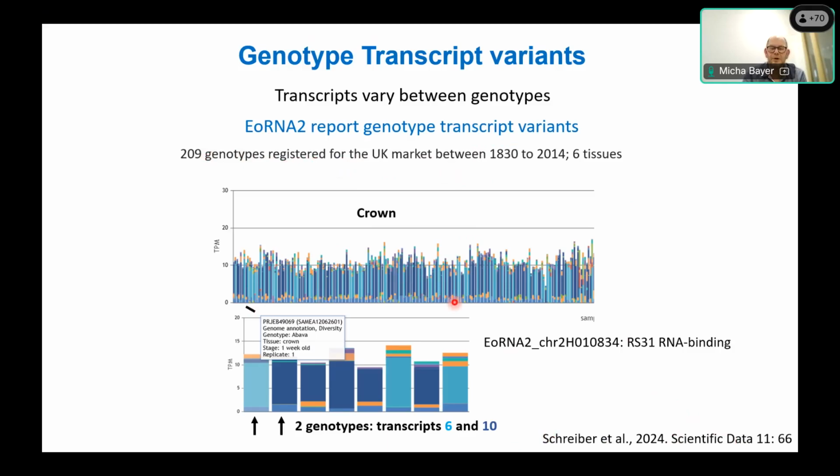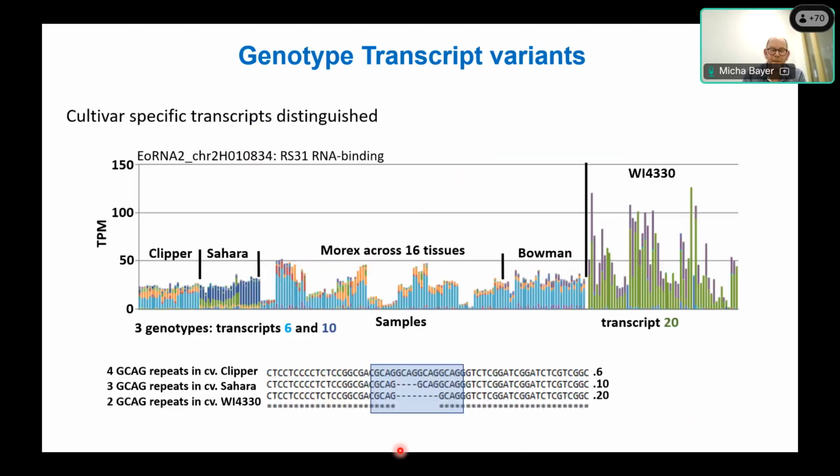If you look across the different genotypes, you can see that there's two colors, a dark blue and a light blue. If you find out what those two are, you find that there are two different transcripts, basically 6 and 10. We can look at that in more detail across other genotypes. The example I've given here is a set sample, which is Clipper and Sahara. You can see it's moved from this light blue transcript 6 to the darker blue transcript 10 in Sahara. If you look across Morex and Bowman, both of those are following transcript 6.